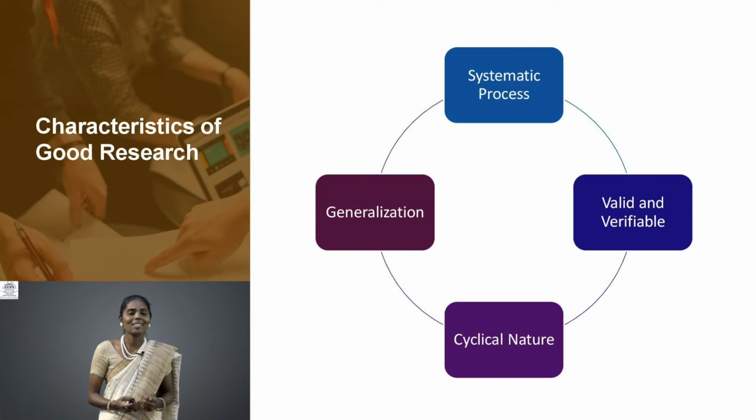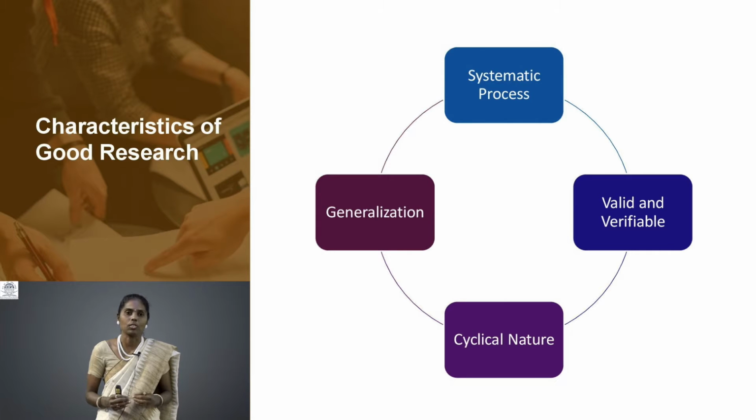What are some of the characteristics of good research? As I have already mentioned, it is a systematic process. There is a systematic procedure for carrying out research. It has to be done step by step. Before identifying the problem, we cannot venture into collecting the data. We have to identify the challenge, the problem, and then get into the data collection. Only then would it be appropriate. So there is a step-by-step procedure that has to be followed by a researcher.